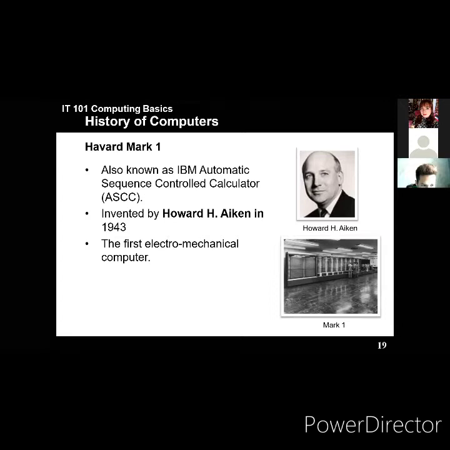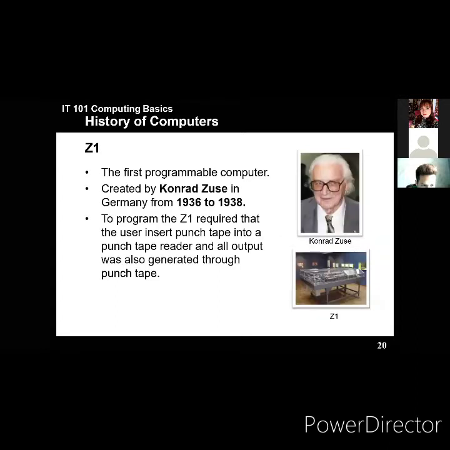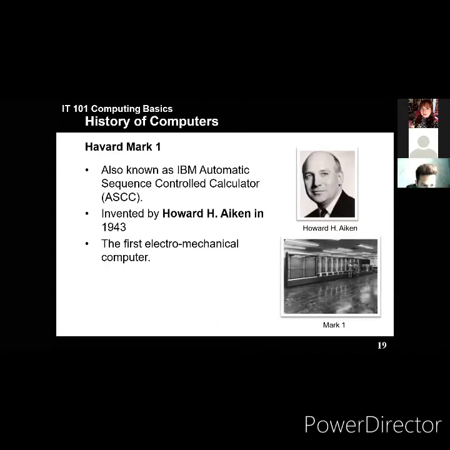Ayan, makikita ninyo dyan sa aking binigay na picture na ang computer ay hindi ganon kaliit. Ang laki, no? It almost occupies one room. So, Howard Aiken, 1943. So, may trivia rin si Howard Aiken eh. So, kasi mas masarap makarinig ng mga trivia, di ba?